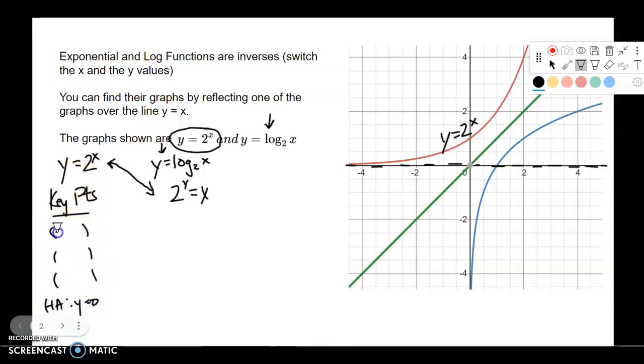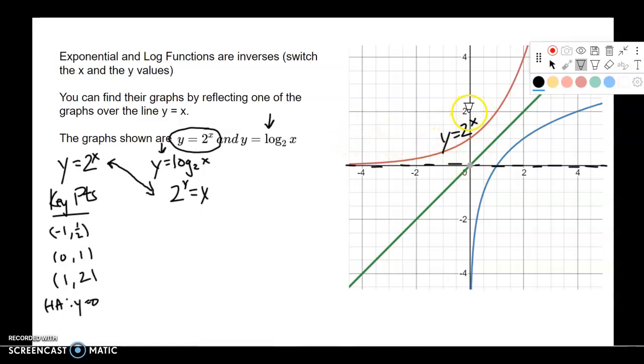Our key points: we plugged in x equals -1, x equals 0, and x equals 1, and we're looking for the y value. So 2 to the -1 is 1/2, 2 to the 0 is 1, and 2 to the 1 is 2. Those are our key points on y equals 2 to the x, and you can see them graphed over here.